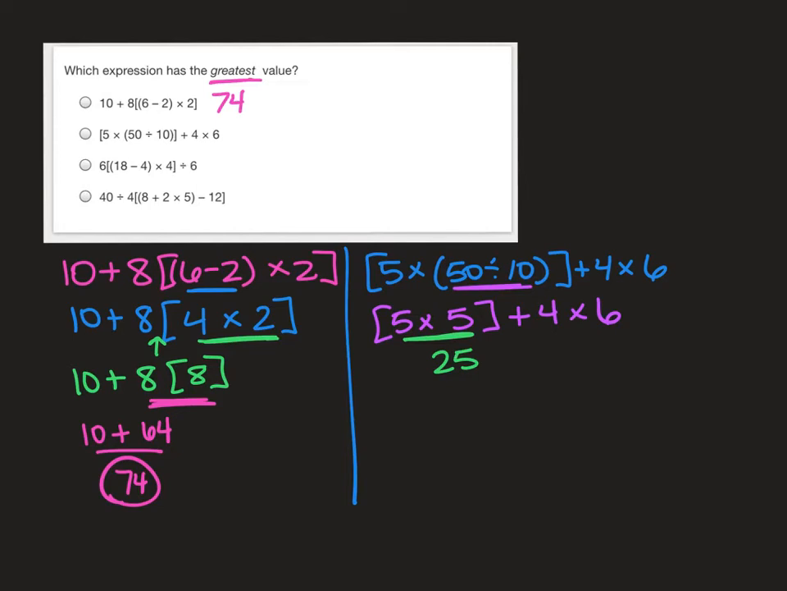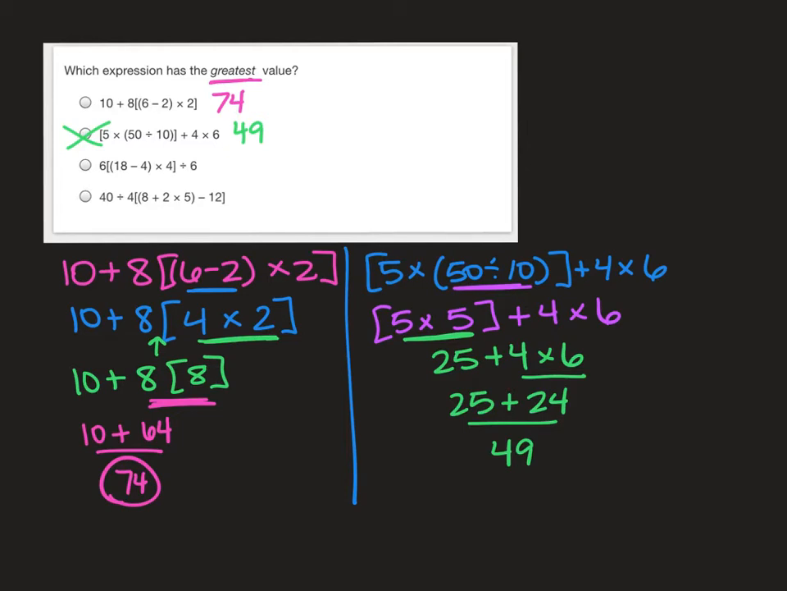This time I don't need to keep the brackets because I have an addition symbol right after it. So I know what other operations I have, so I can drop those brackets. At this last step, I have addition, I have multiplication. I know multiplication comes first. So I'm going to bring my 25 down. And then 4 times 6 is going to give me 24. And I add these together to get 49. All right, so that tells me this number is 49, which is telling me it's definitely not the one with the greatest value. So I'm going to continue on and do the other problems and see if anything is higher than 74.